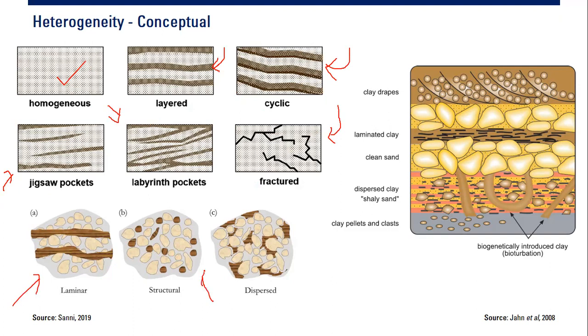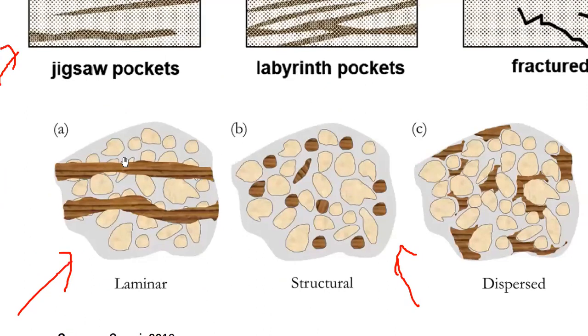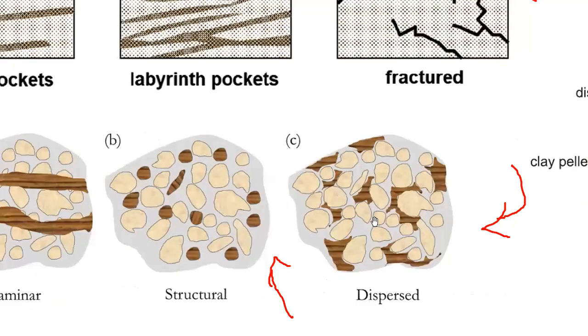laminar, structural, or dispersed. So if you have sandstone, for example, here, you will see lamination of clay mineral or shale here. It is laminar type of heterogeneity due to clay distribution. And if the clay minerals are distributed like this, we call this structural. And if they are spread like this, dispersed.